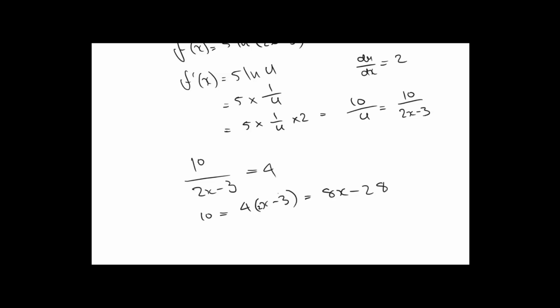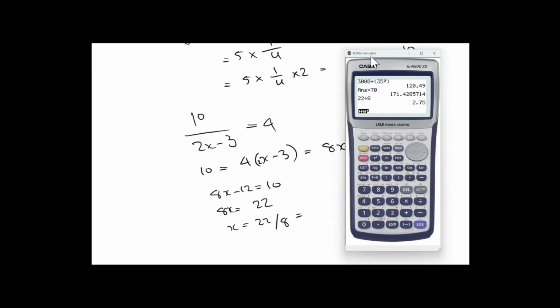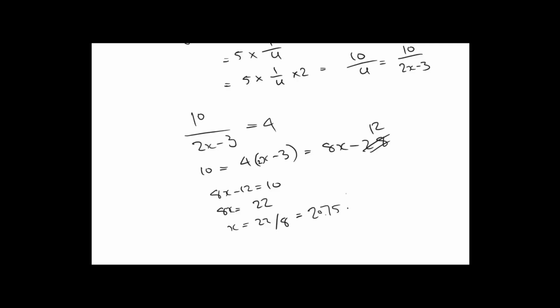4 8's 28. What am I doing? It's 12. 8x minus 12 equals 10. I'm going to add 12 to both sides. So 8x equals 22, x must be 22 over 8, which is 2.75. So there.